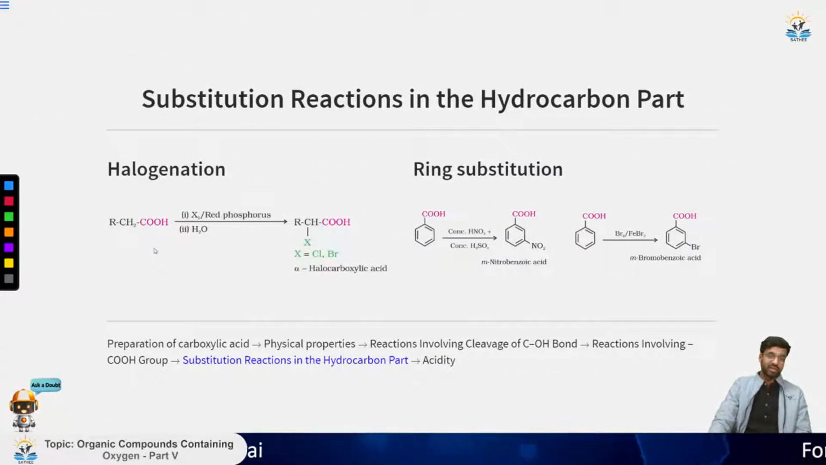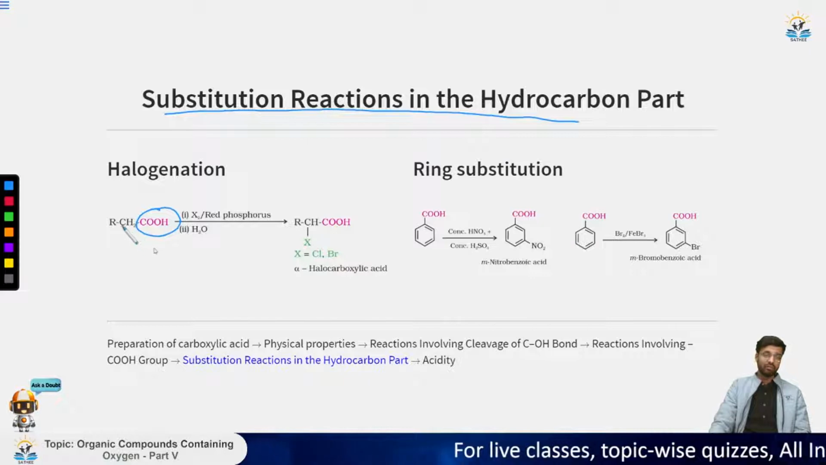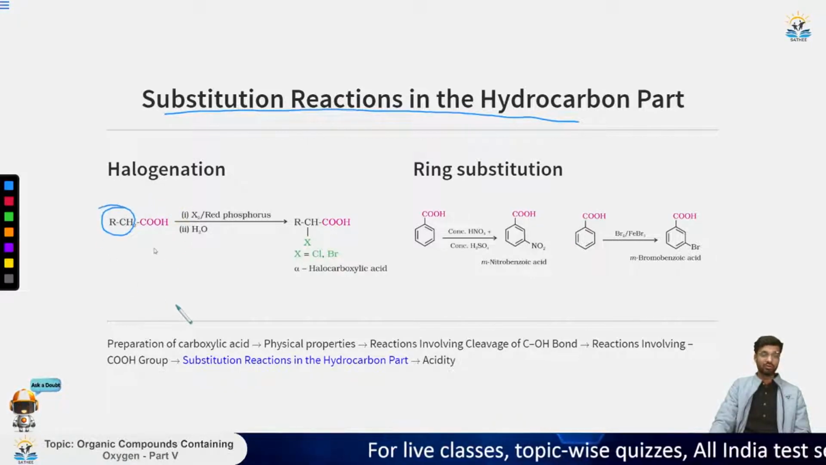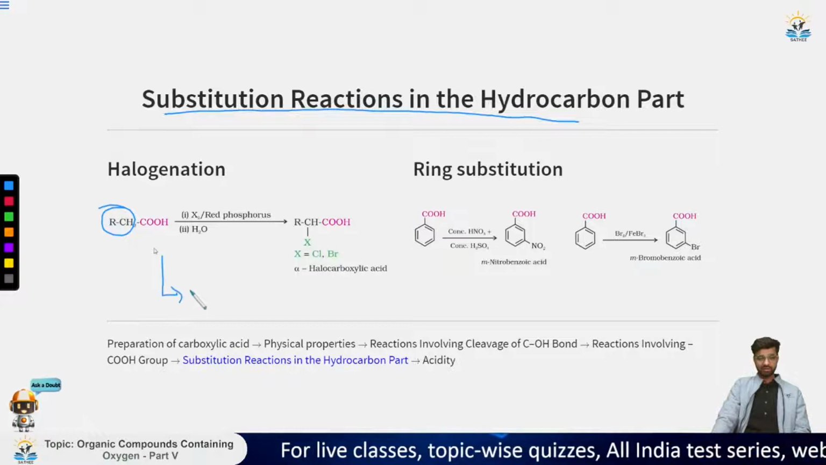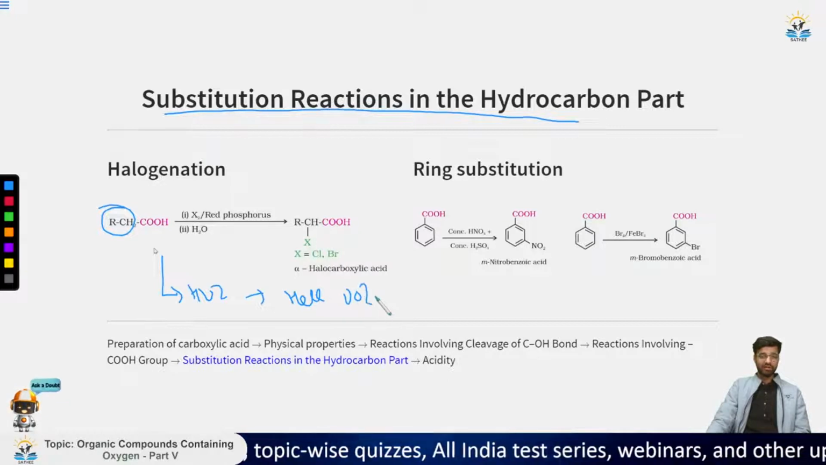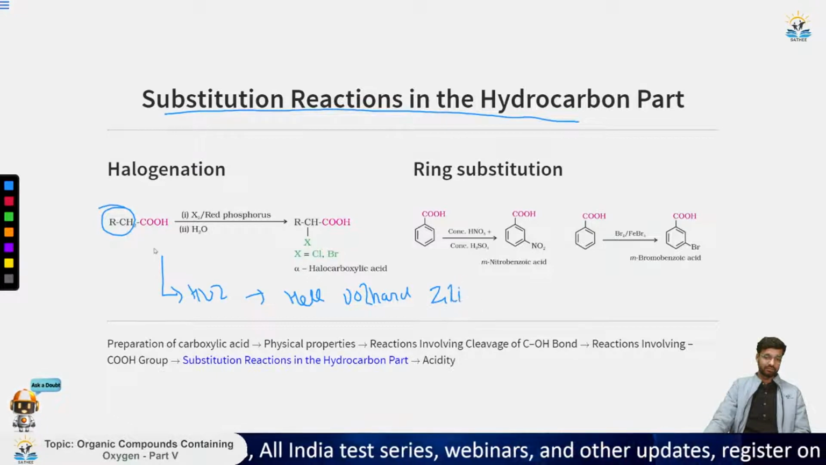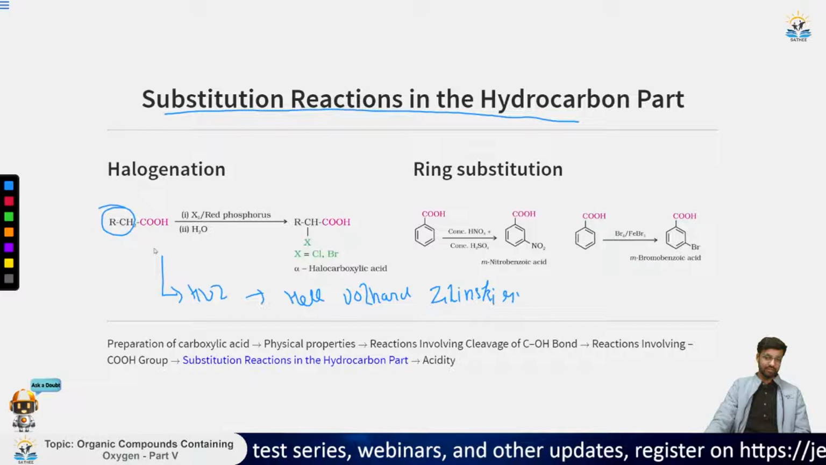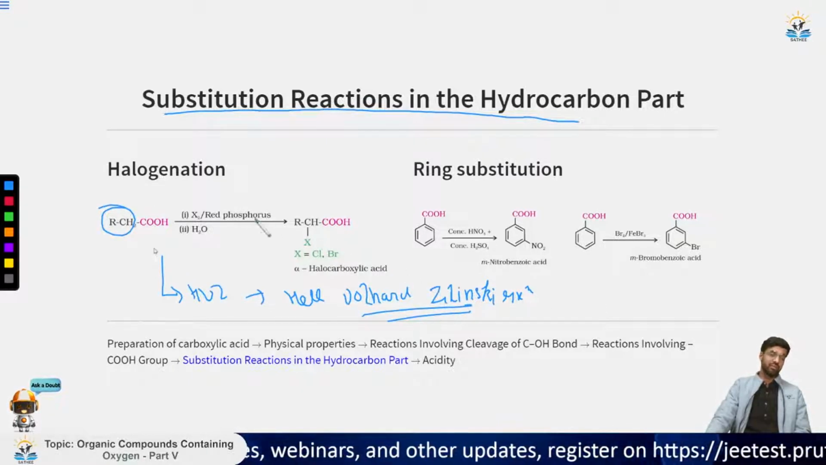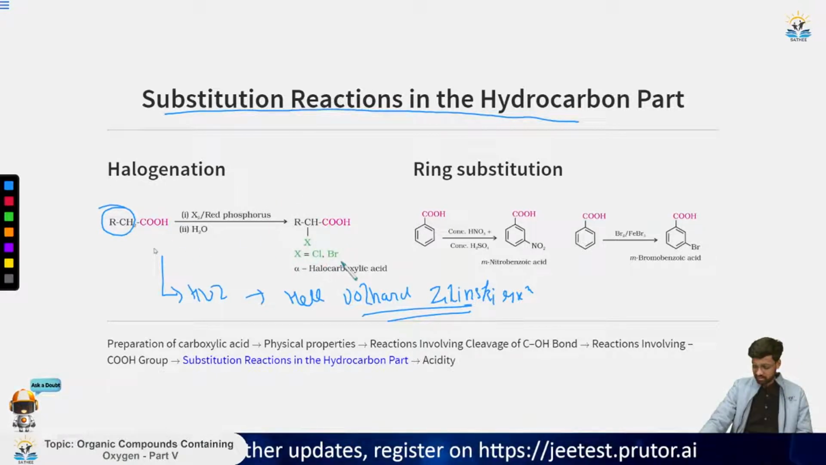Now let us see some substitution in the hydrocarbon part. Earlier we were working on this COOH, sometimes OH, or sometimes the C=O bond. Now we will work on this part, that is the alkyl group. We have an important reaction called the HVZ reaction, or Hell-Volhard-Zelinsky reaction. It is a name reaction and a very important one. You can convert this carboxylic acid into this alpha halocarboxylic acid.